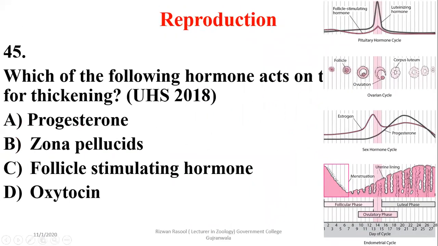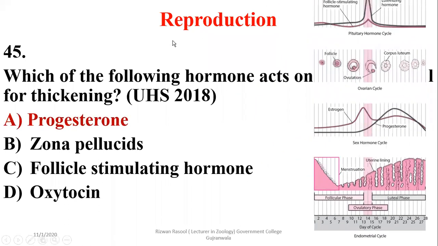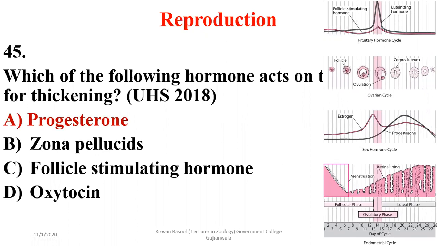Which of the following hormones acts on the uterus wall for thickening? There are two hormones which act on the uterus wall for thickening. In proliferative phase, it is estrogen, while it is progesterone in case of luteal or secretory phase. So right option in this case is alpha. As you can see, progesterone is acting in the second phase, while estrogen is causing thickening in the proliferative phase. Maximum thickening is anyhow caused by progesterone during secretory or luteal phase.